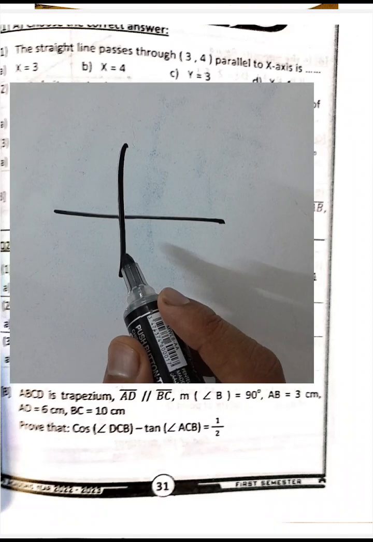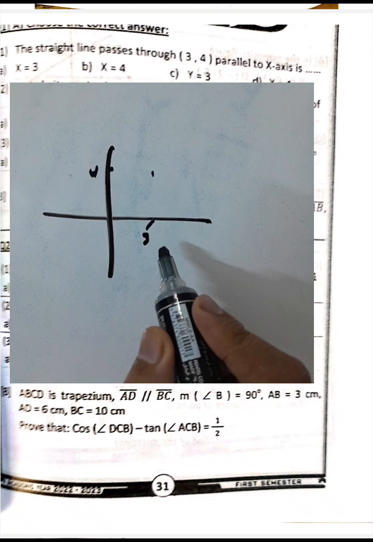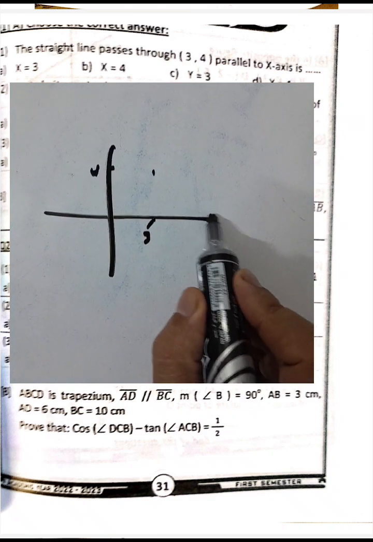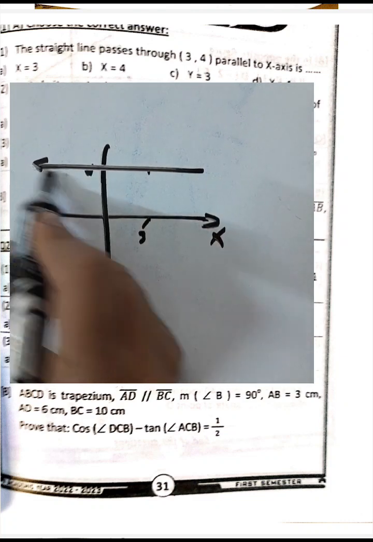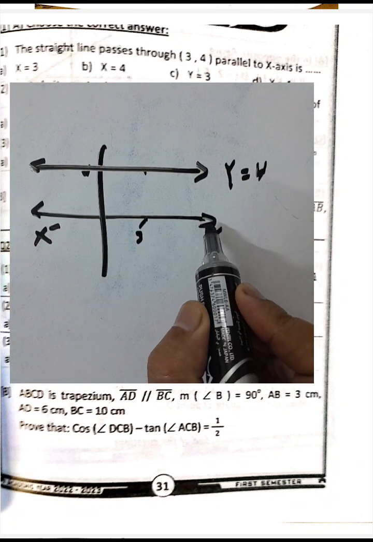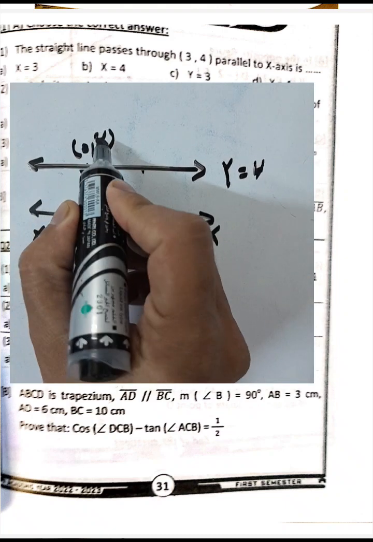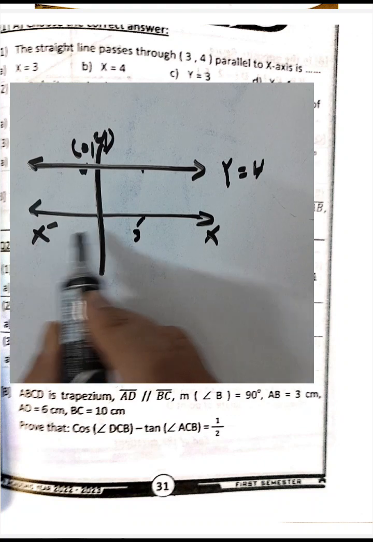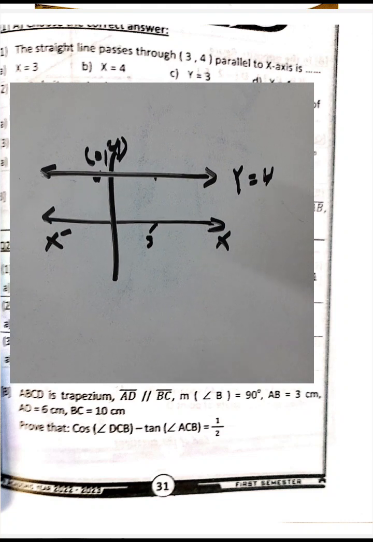Straight line passing through point (3, 4) and parallel to the x-axis. The equation of this straight line will be y = 4, because this straight line passes through the point (0, 4) and is parallel to the x-axis. Then y = 4, and the slope of this straight line equals 0. Next question, number 2.